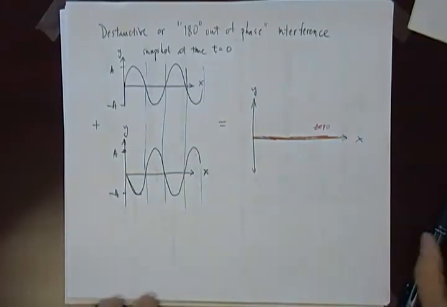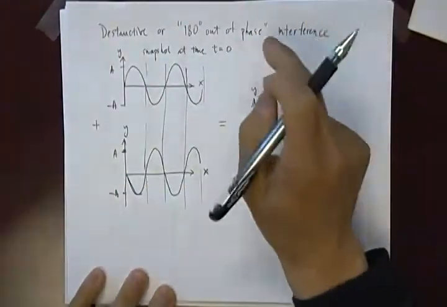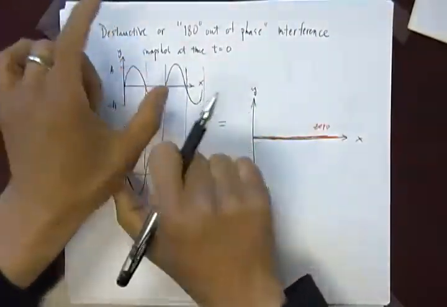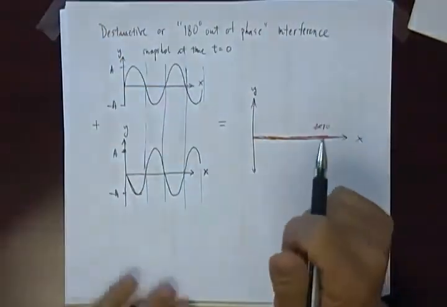Okay, so this is what's called destructive or 180 degree out of phase interference, because they're 180 degrees shifted from each other, or half a cycle shifted from each other.